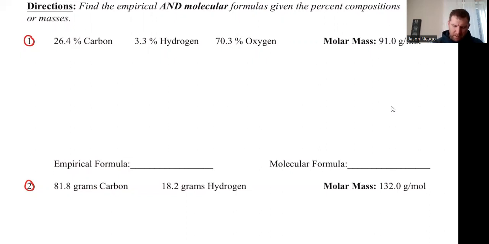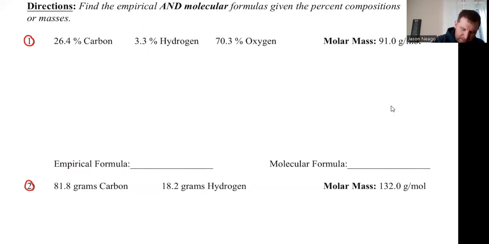The second one is simple grams. If I have a sample and I actually count out the grams. So these are the two ways that you're going to see data presented when we're talking about empirical formulas. Let's tackle question number one first.